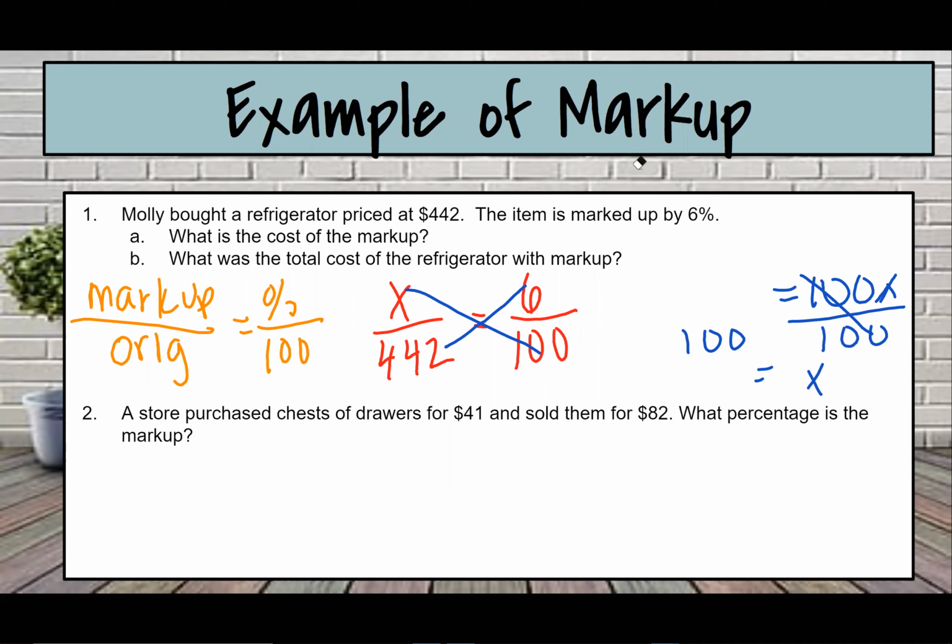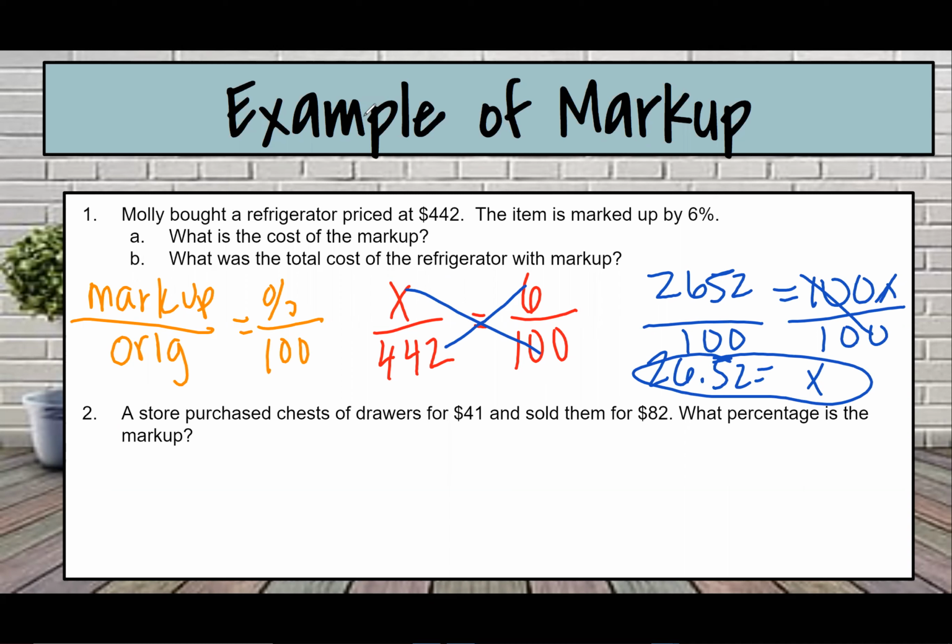Let's make sure we're doing our math right. I'm going to use my calculator. 442 times 6 is 2652. Then I'm going to divide that by 100 and I get $26.52. $26.52 is the answer to part A. What is the cost of the markup?